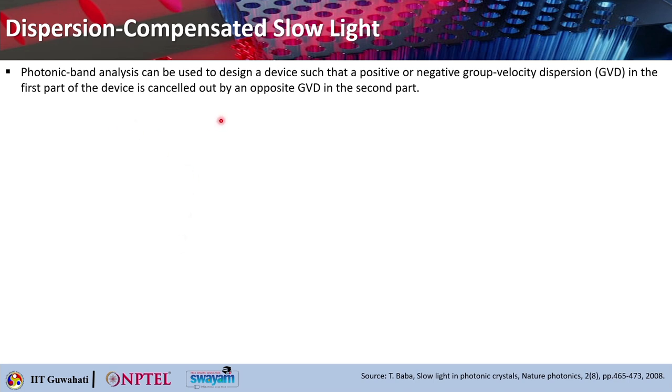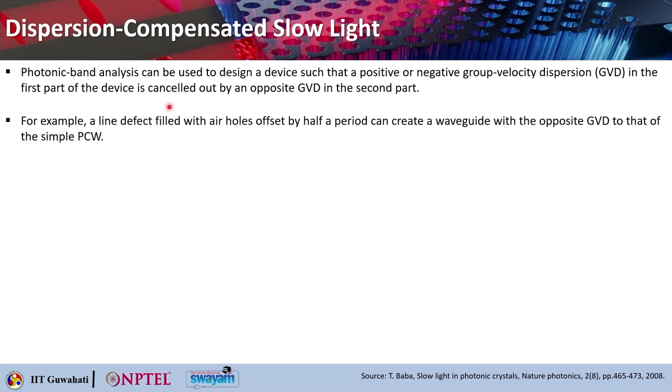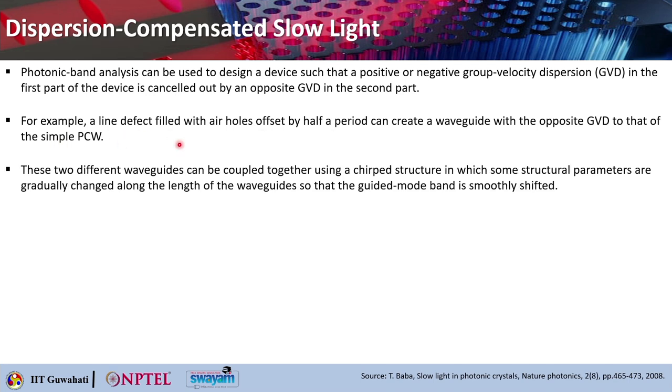Photonic band structure analysis can be used to design a device such that a positive or negative group velocity dispersion (GVD) in the first part of the device is cancelled out by the opposite GVD in the second part. With this philosophy you can actually make a zero dispersion device. For example, a line defect filled with air holes offset by half a period can create a waveguide with the opposite GVD to that of the simple PCW. We'll take that example in the coming slides.